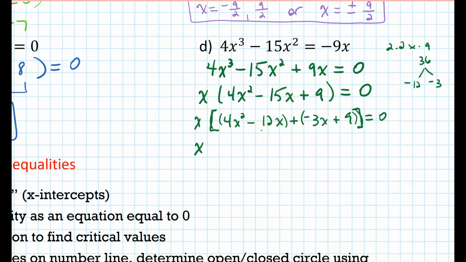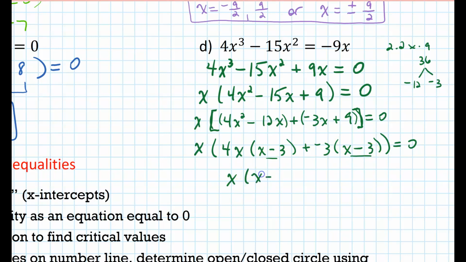And from our first group, what can we factor out? 4x. So 4x comes out and then we're left with x minus 3. And from the second group, what can we factor out? Negative 3. And that's going to leave us with x minus 3 again. Okay, so now we've got an x minus 3 in 2 places, so we'll factor that out. We're left with x times x minus 3 times 4x minus 3.